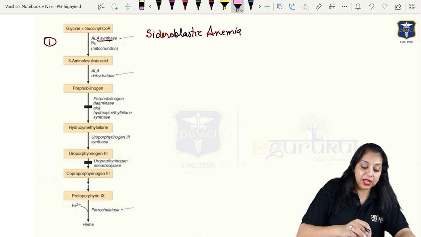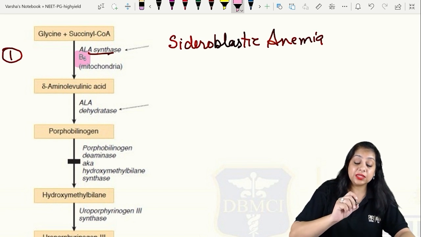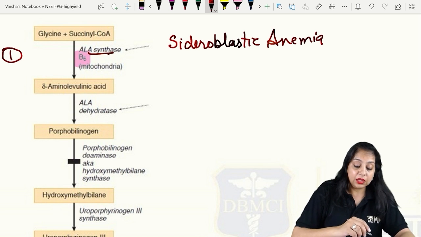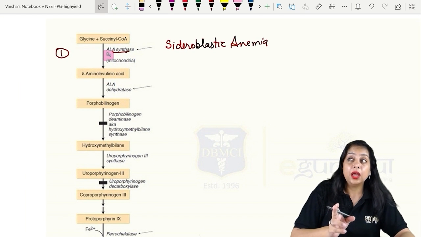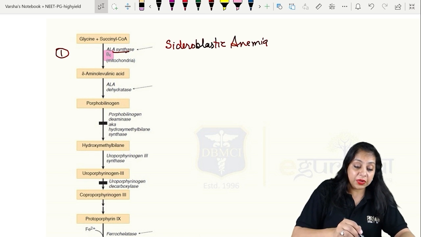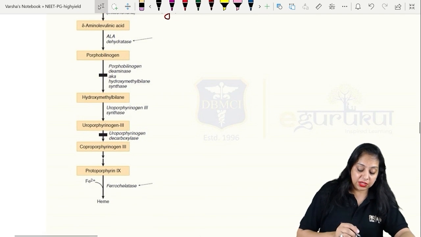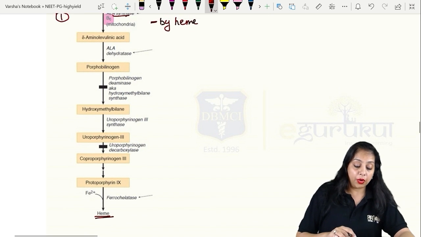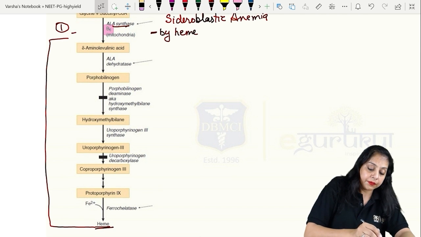Why sideroblastic anemia? If you look up close, it requires B6. So vitamin B6 deficiency is going to affect this, and the patient will be suffering from sideroblastic anemia. That is also once asked, actually 2 times asked in the exam, so make note of this. And who is going to repress this enzyme? It is repressed by heme. What is heme? Heme is the end product. So, end product inhibition, you can see.